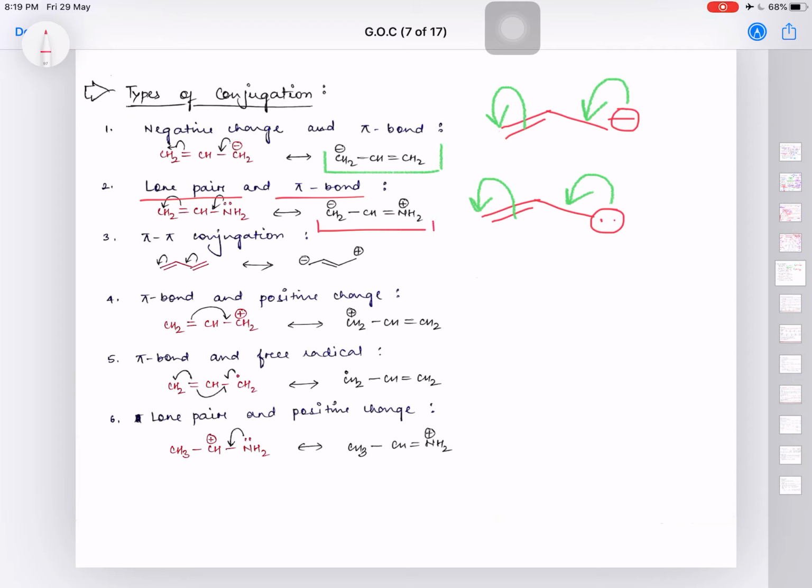Okay, now see, the third one is the pi conjugation, which means two pi bonds are in alternate position. So this will give here, this will come here, and you will get this structure.